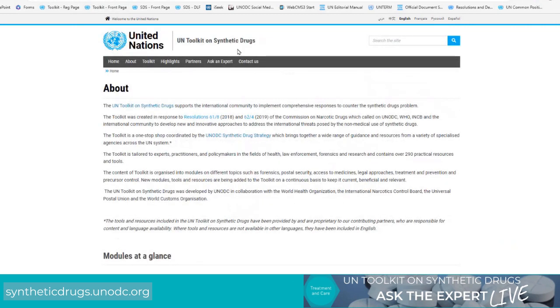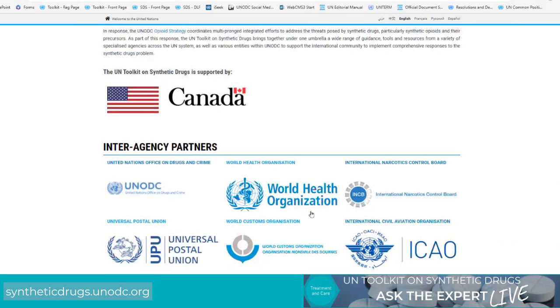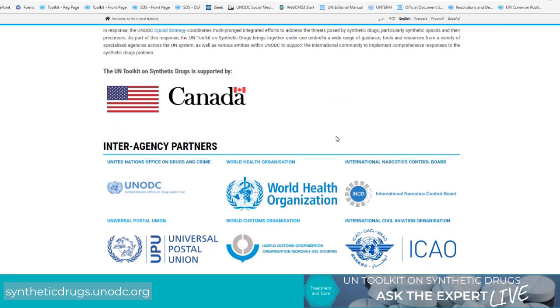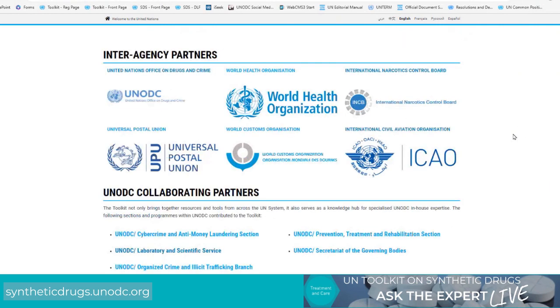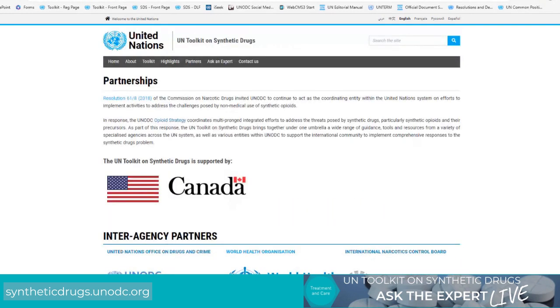Then when you come up here, you'll also find a page on our partners. As I mentioned, the toolkit is co-developed with various partners across the UN system. So the World Health Organization, INCB, UPU, the World Customs Organization, ICAO. And the idea is that we work with them to put together these modules, share the resources that they've developed, and to have all this information available in one place.